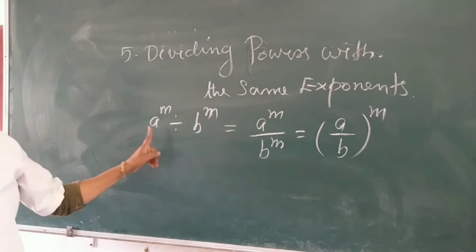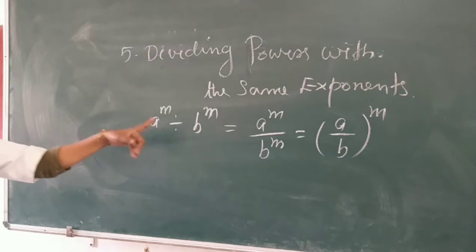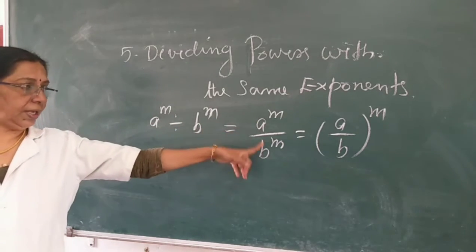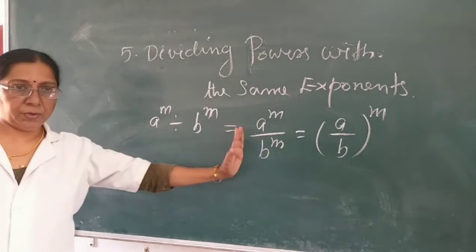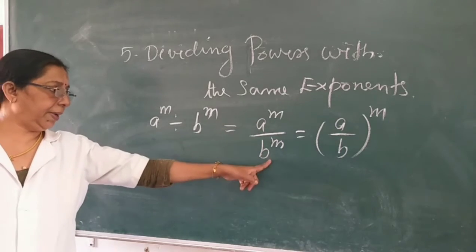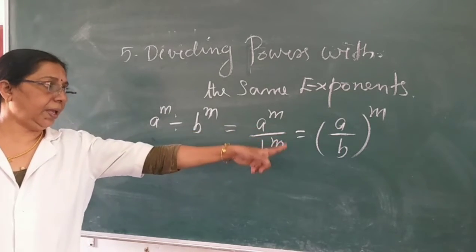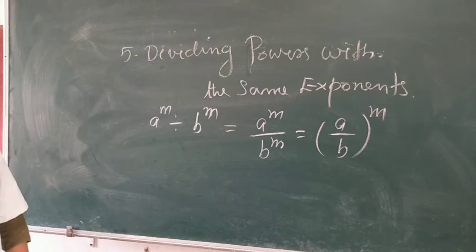So a raised to m divided by b raised to m is equal to a by b, raised to, I wrote it like this so you know both are the same. a raised to m by b raised to m is equal to a by b the whole raised to m.